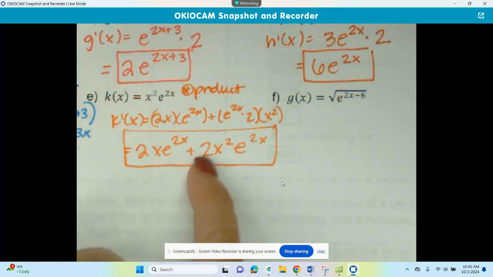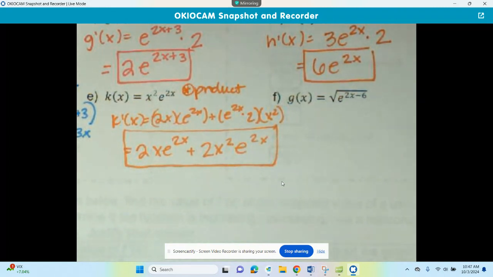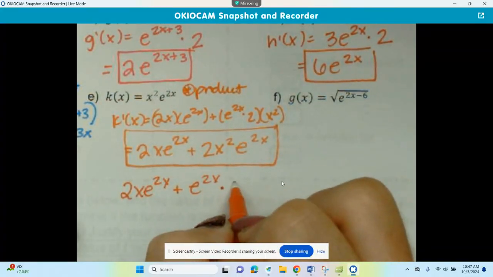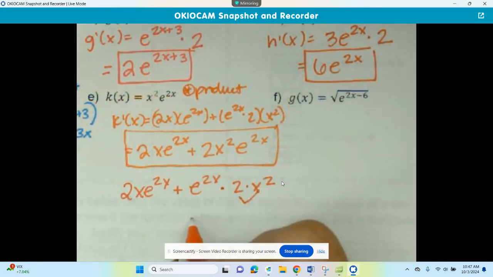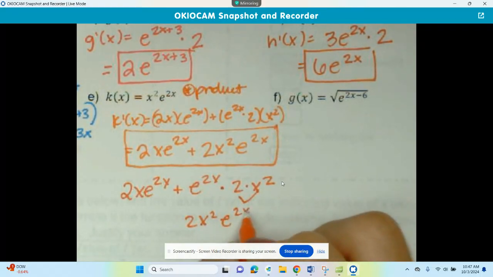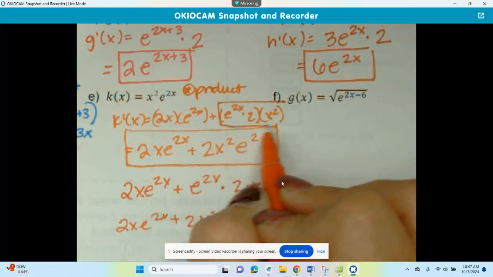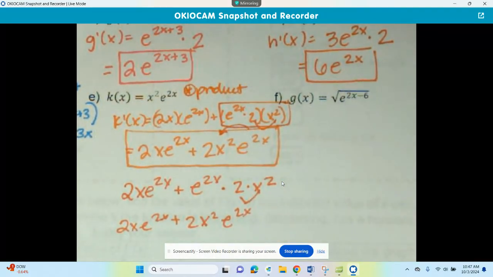Right here, I did this 2 times x squared and just put it to the front like a constant. You could have done 2x e to the 2x plus e to the 2x times 2 times x squared. You can do it either way. I just try to make it look a little prettier by putting these two together and putting it in front of my e to the 2x. So ultimately, all of this was multiplied: e to the 2x times 2 times x squared. I just multiplied the 2 times x squared together and put them in the front of the e to the 2x.